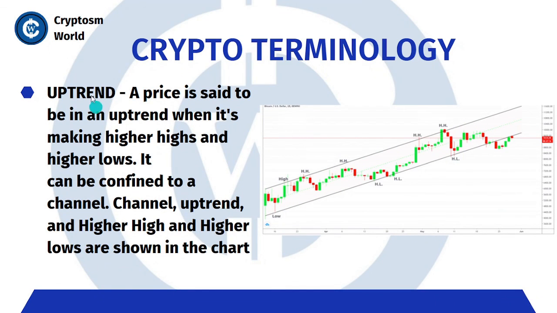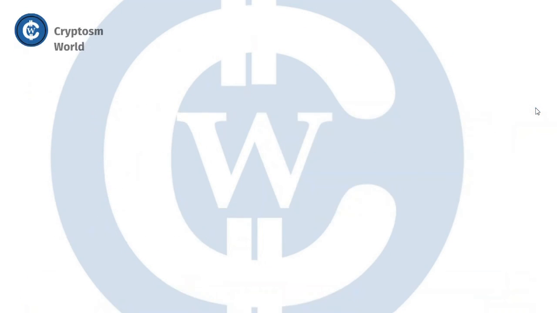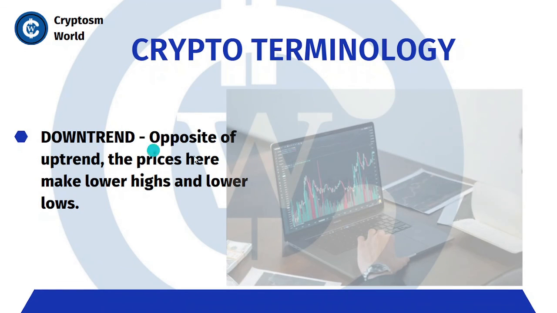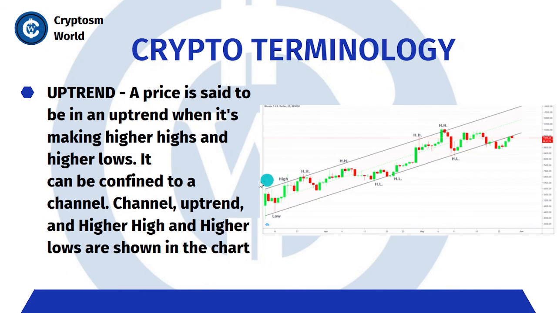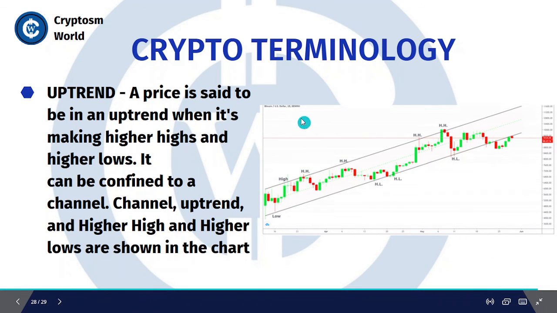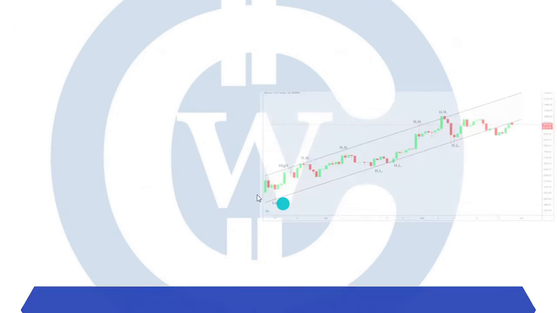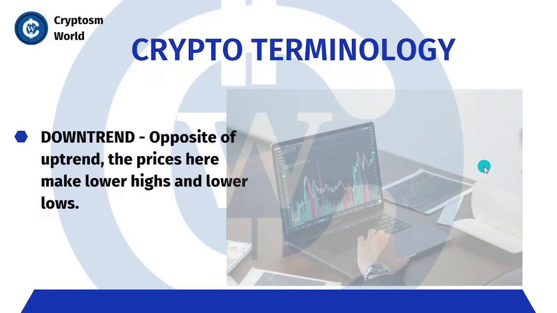Now this is an uptrend. When traders say the market is in an uptrend, it means the market is going high. Now this is a downtrend, the opposite of an uptrend, when the market is going low. I hope that is clear.